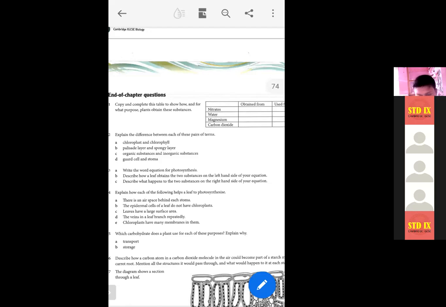Then number B, the epidermal cells of a leaf do not have chloroplasts. So how does it help the photosynthesis? This is why the sunlight can enter the internal part of the leaf. The upper epidermal cells are like transparent. They do not have chloroplasts. This is why sunlight can pass through the cell and enter the internal part, because there is no chlorophyll.